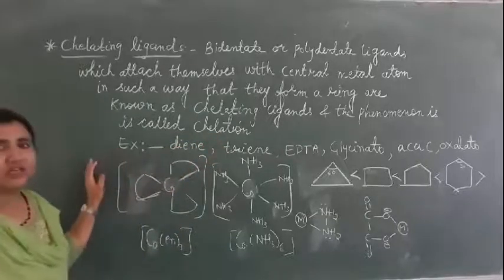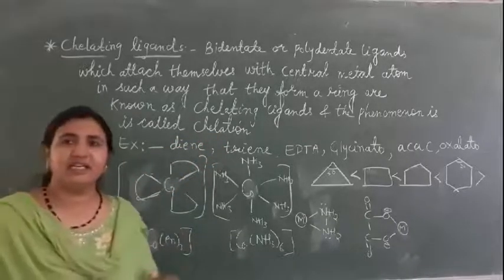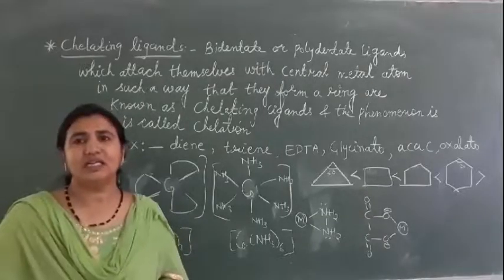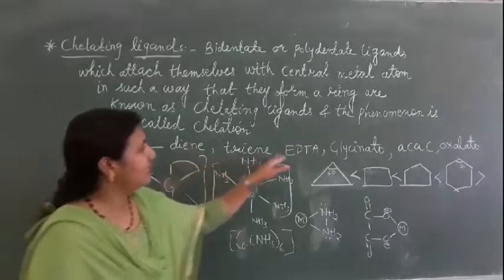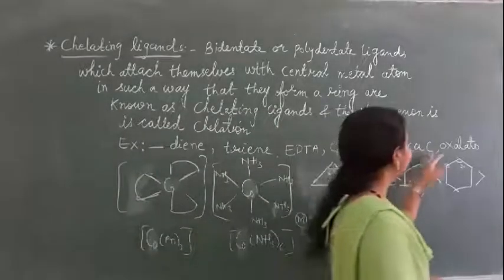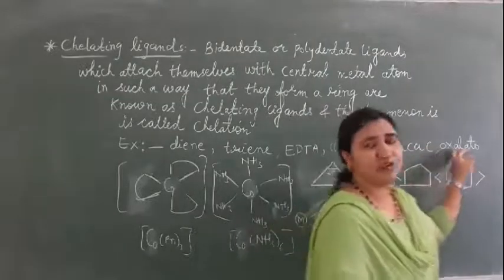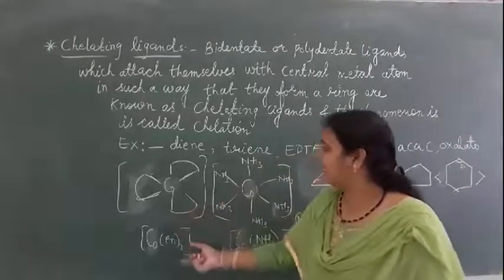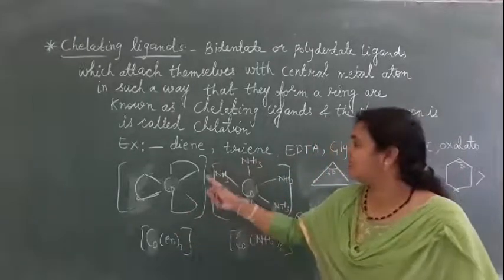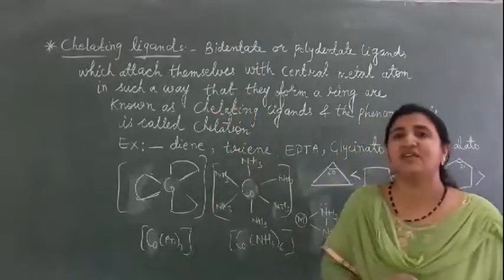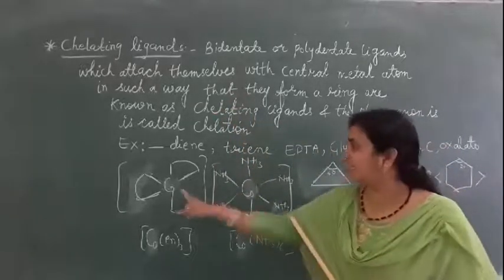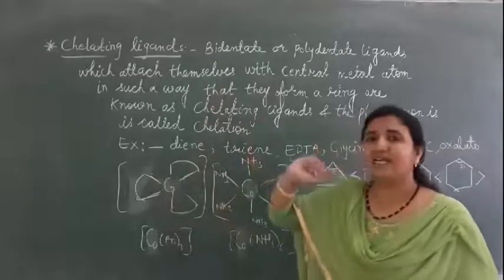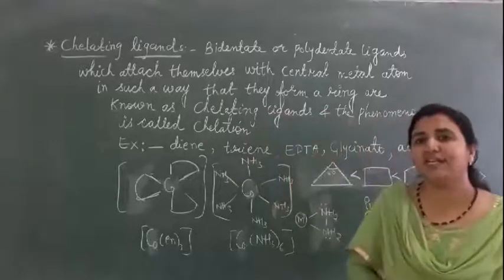Example: what we have seen, every bidentate ligand will form a ring. Yesterday I explained that all are chelating ligands: diene, triene, EDTA, glycinato, ACAC, which is acetylacetonato, and oxalato. These all are chelating ligands. Diene, ethylenediamine, these all form a ring with the central metal atom, and that's why they are called chelating ligands. And this whole phenomenon is called chelation.